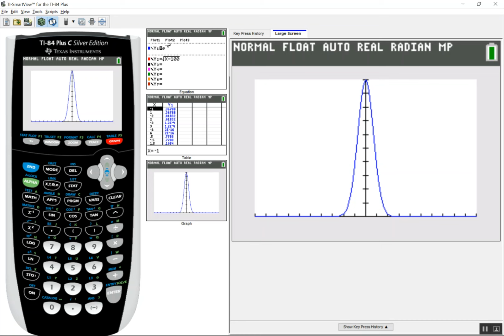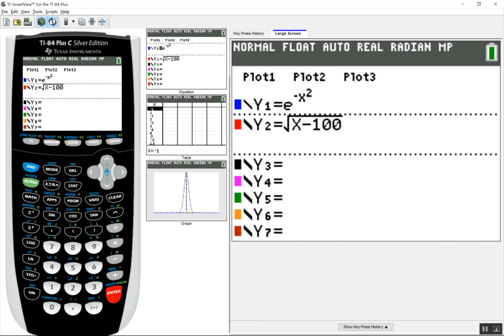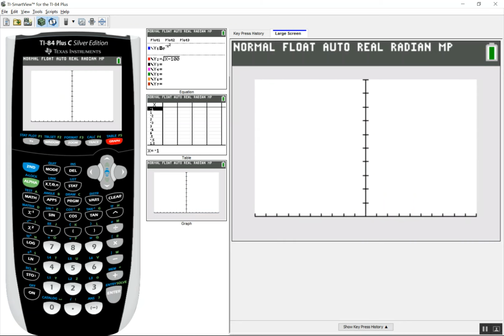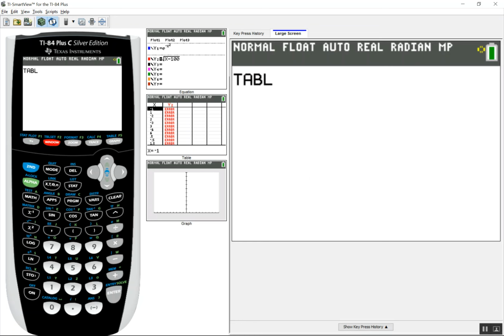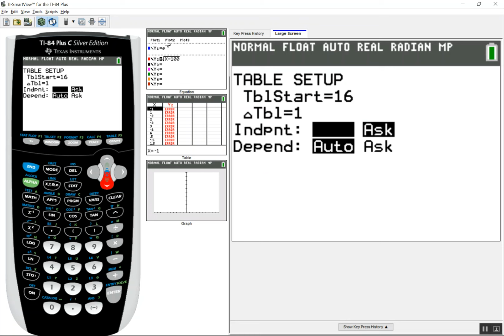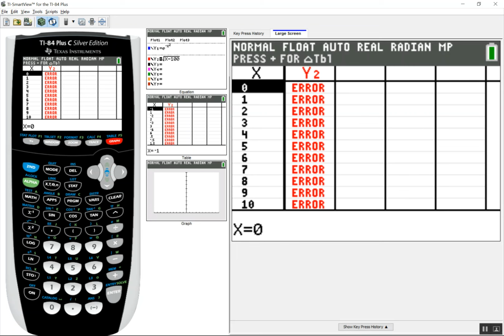Now let's look at our other function. So let's turn this one off and hit down and turn y2 on, and let's graph this. Notice we absolutely get nothing on here. So let's go to table set, so second window, and let's go back to auto. And let's start with 0 and go in increments of 1, and let's look at our table. And notice I get a bunch of errors, and that means that the function is undefined for those values of x. So we need to find where x is going to start being defined.